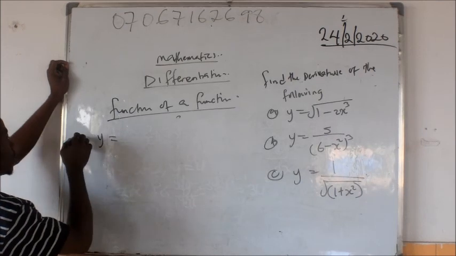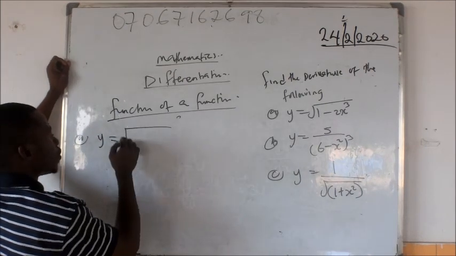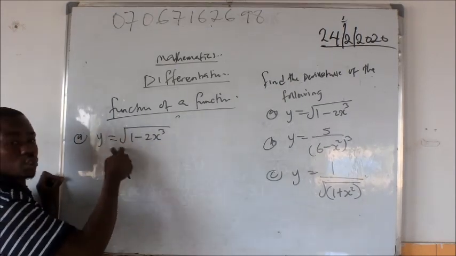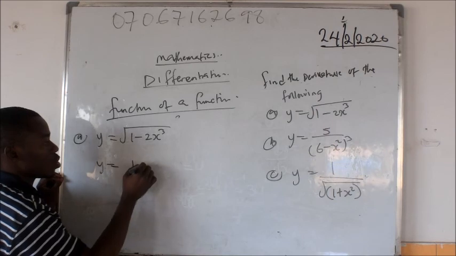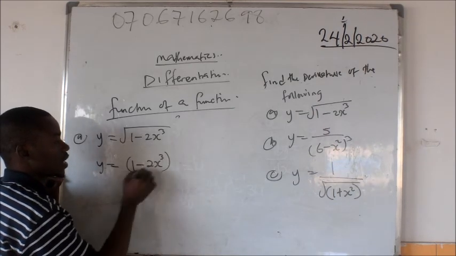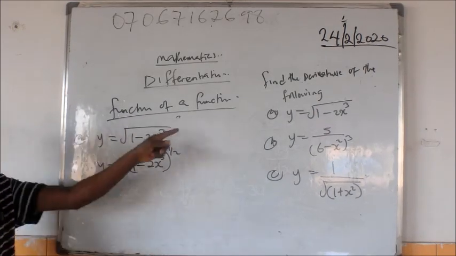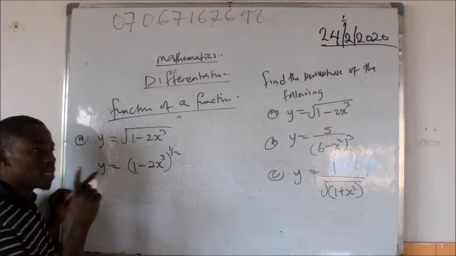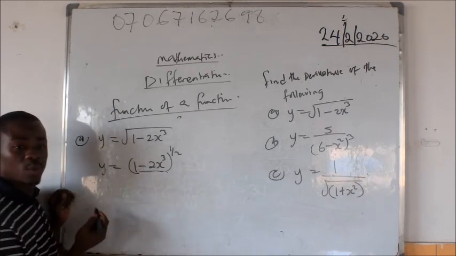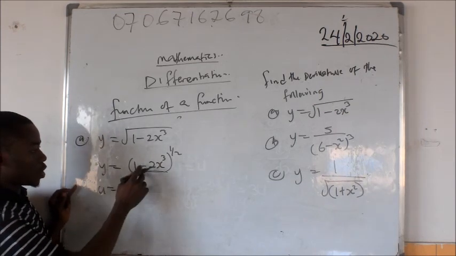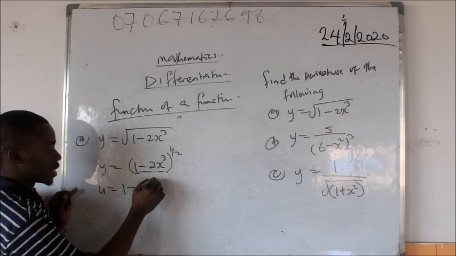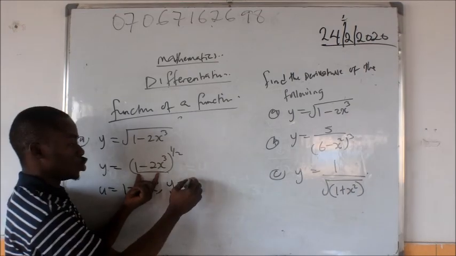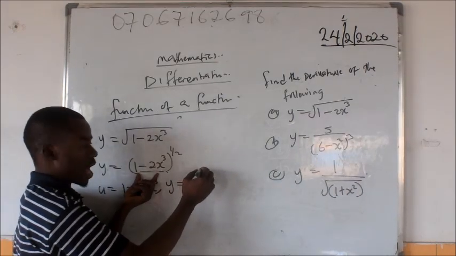y equal to square root of 1 minus 2x raised to power 3. You see this square root is still the same thing as y equal to 1 minus 2x raised to power 3, all raised to power 1 over 2. Now, what you will do is, you see this one in the bracket, you say let it be u. Your u will now be equal to 1 minus 2x raised to power 3. So definitely your y will now be equal to u raised to power half.